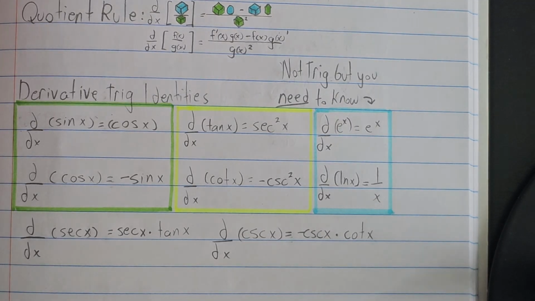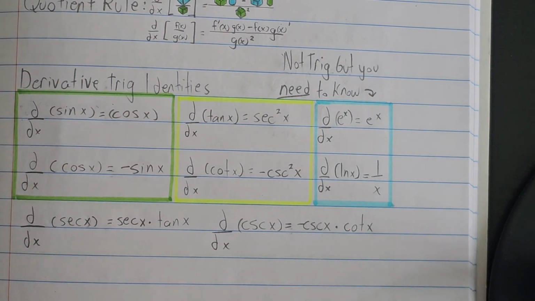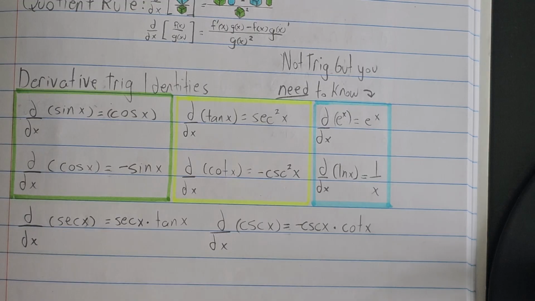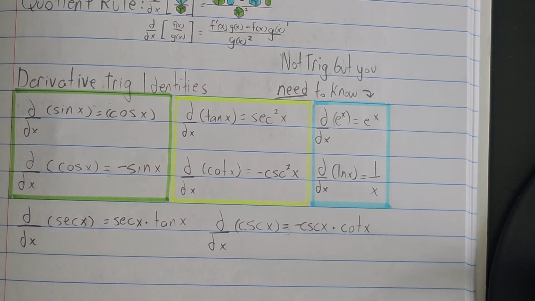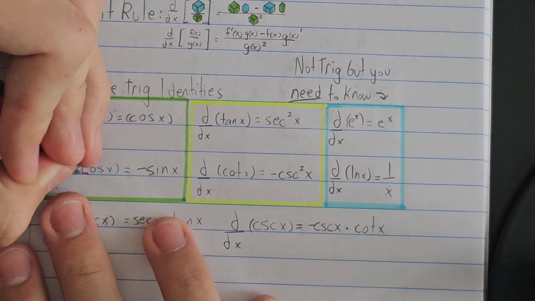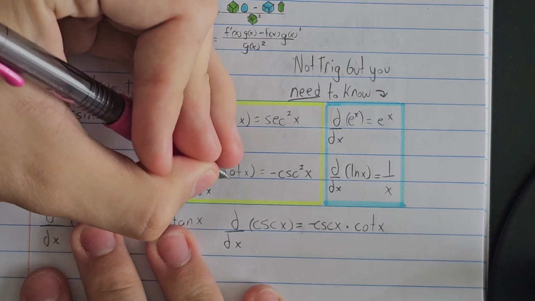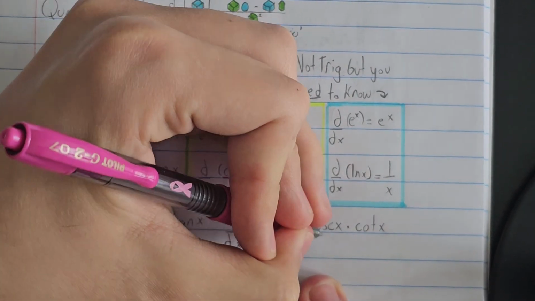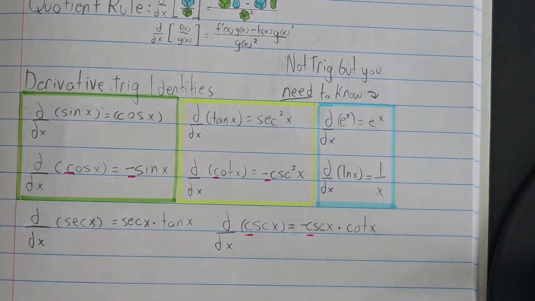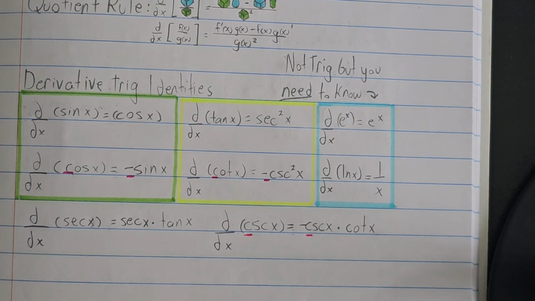And there's a couple more right here. The derivative of secant x is equal to secant x times tangent x, and the derivative of cosecant x is equal to negative cosecant x times cotangent x. Now, one way that you can understand which part's negative and which part's not is if it starts with a c, there will be a negative, right? Cotangent, negative cosecant squared. Cosecant, negative cosecant times cotangent, right? That's how you know the difference between those two.